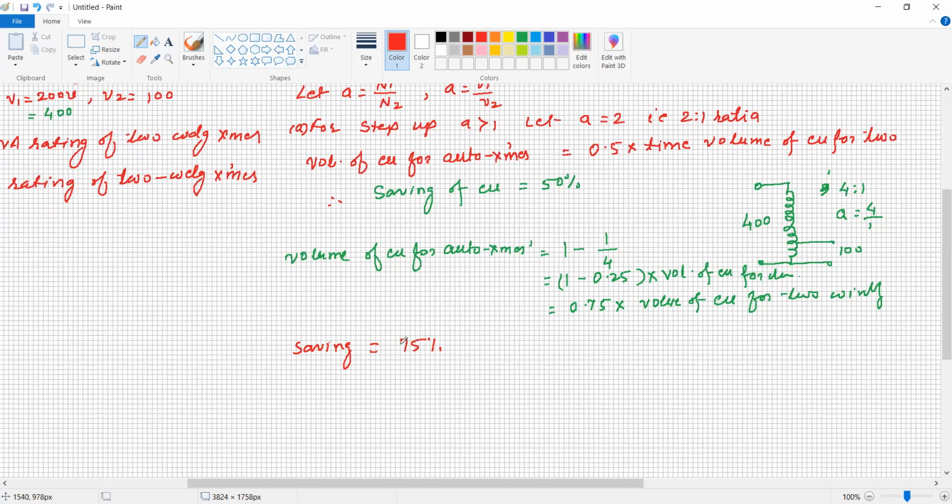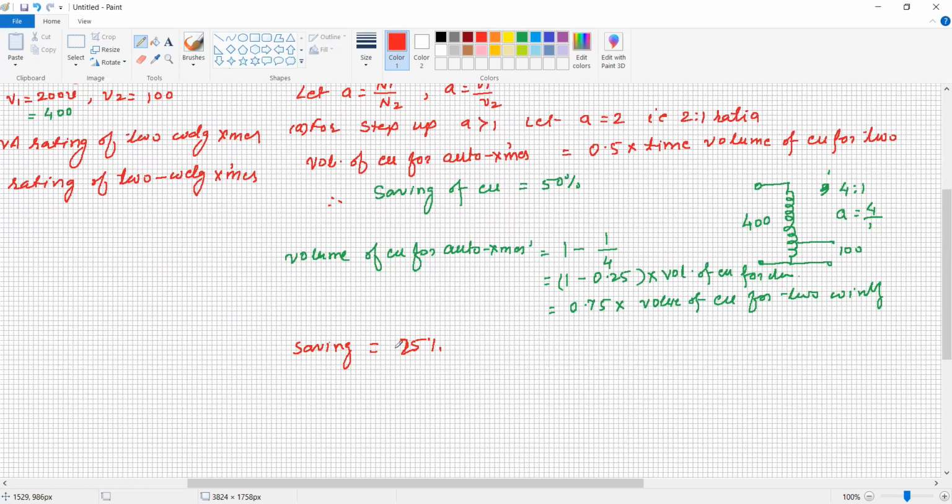Sorry, it is 25%. Okay, so in this way we can get the saving equal to 25%. So, in short, there is a saving of copper in the case of an auto transformer. So these are the advantages.